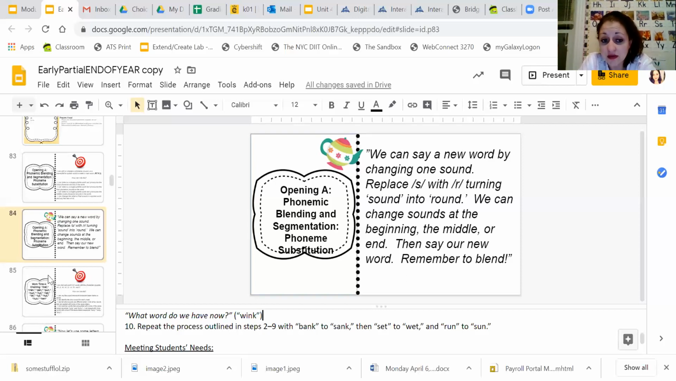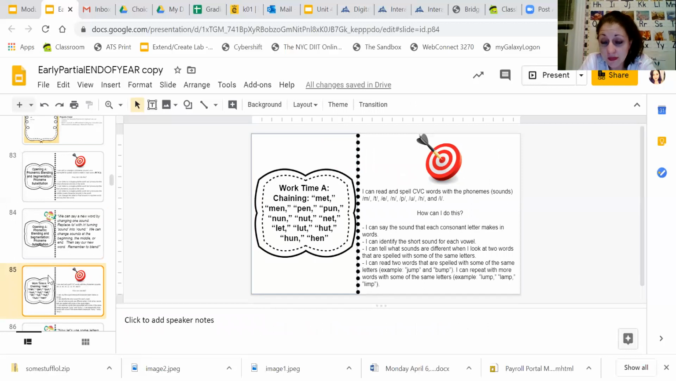Okay, if you could take aim. I can read and spell CVC words with the phonemes, which are the sounds. We're going to change all these sounds. Ready? A, E, I, and O. Okay? So all of those sounds we're going to change today. So we're going to start with a word. We're going to change it. We're going to start with another word. We're going to change it. We're going to start with another word. We're going to change it.